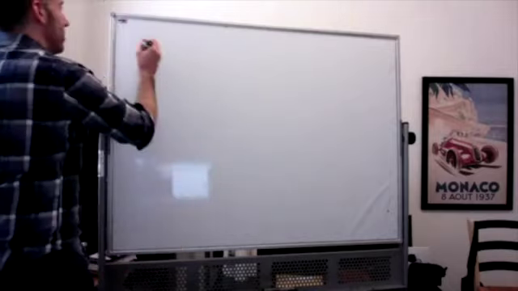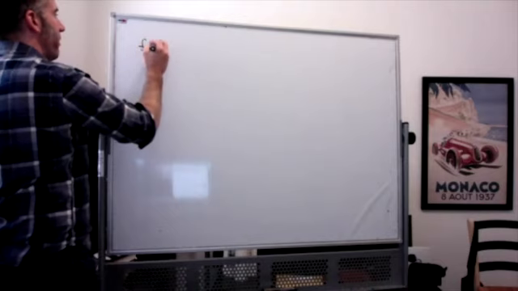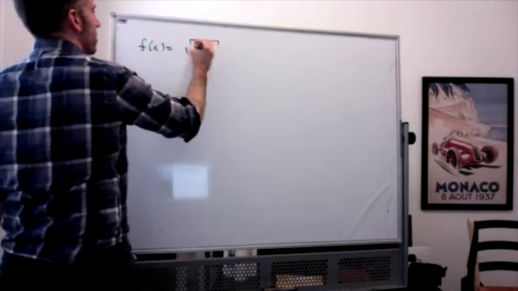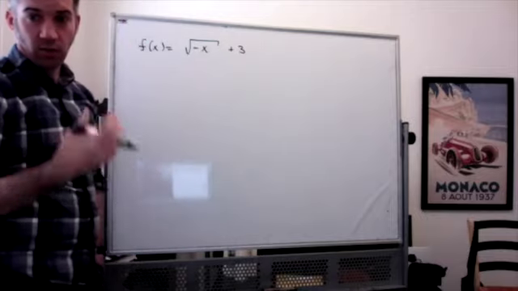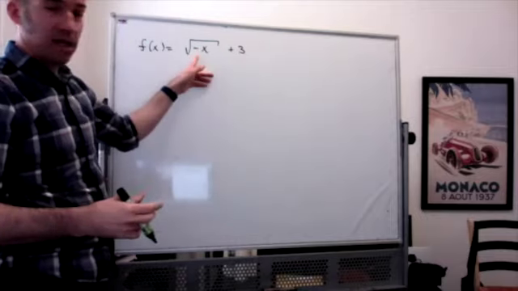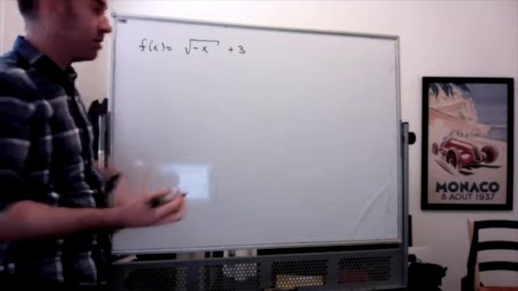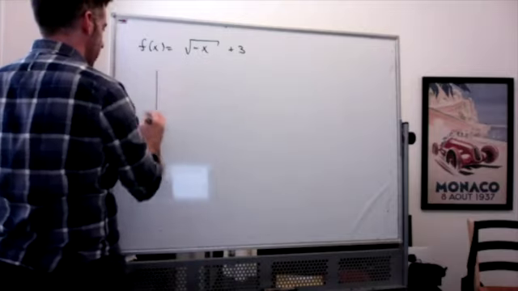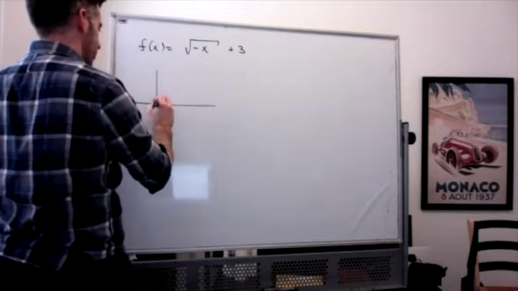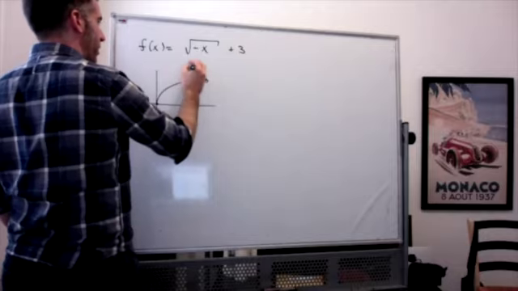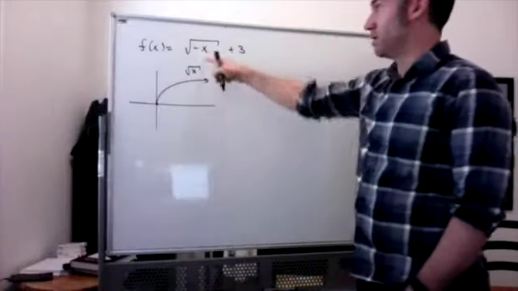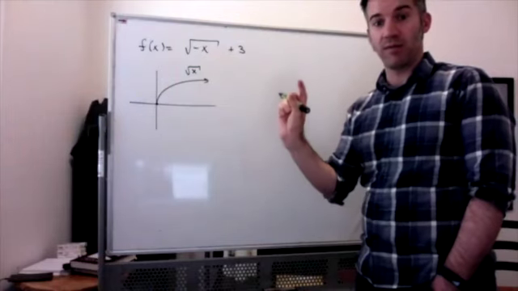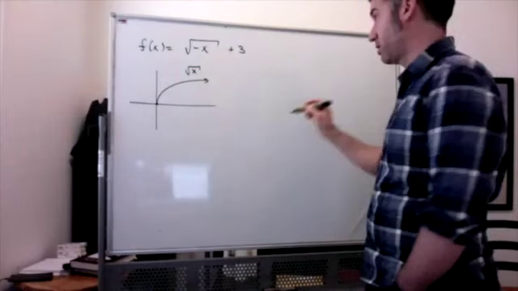So let's do this one. Let's graph f of x equal to the square root of negative x plus 3. So that's going to take our normal square root graph. The negative inside is going to flip it horizontally. So here's our parent, square root of x. And then we're going to deal with the negative on the inside, which is going to flip it horizontally across the y-axis.